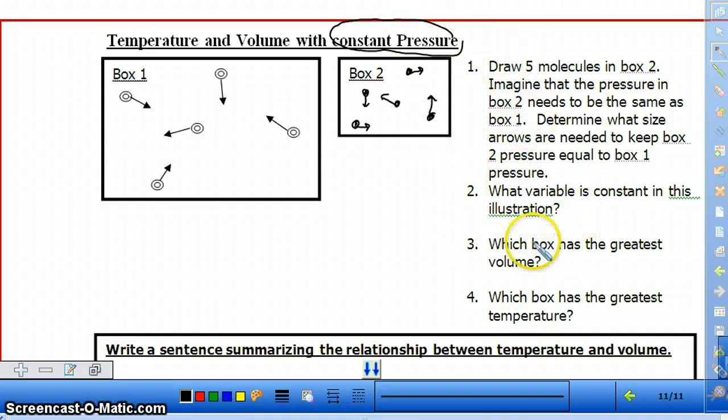And of course, pressure is constant. We can read that in the title. And the box with the greatest volume, easy to see, that's box 1. Box with the greatest temperature, just look at the size of your arrows. These are longer, so box 1 has the greatest temperature. And then when you write your sentence, just simply compare how the temperature decreases from box 1 to box 2, or the volume decreases from box 1 to box 2, and what effect that has on the temperature in order to keep the pressure constant.